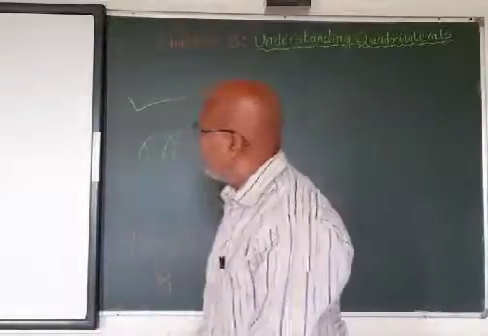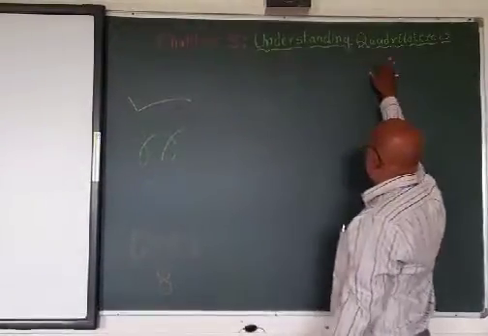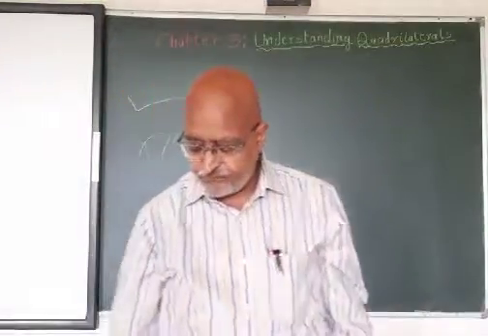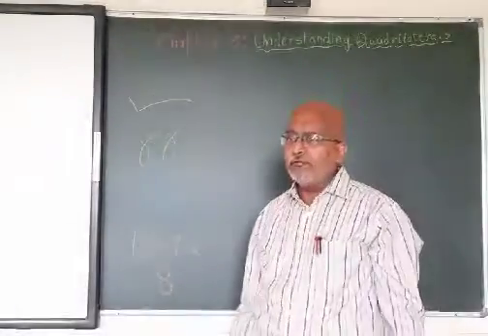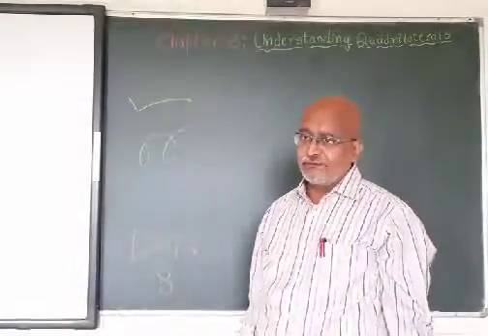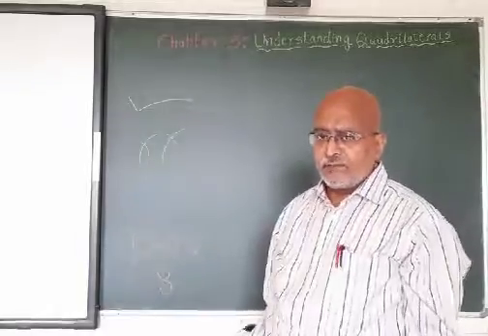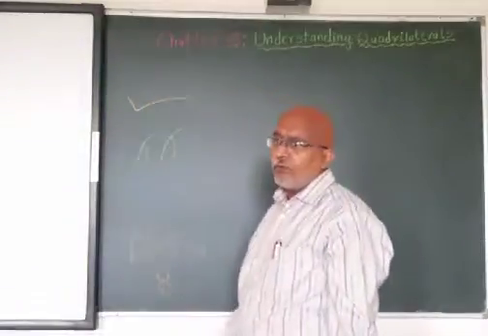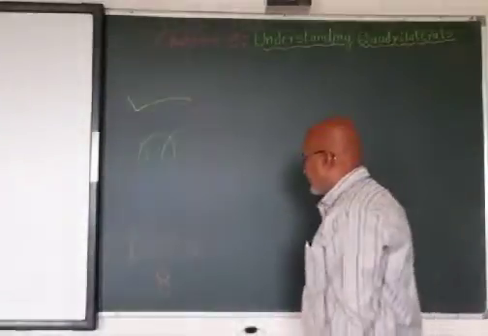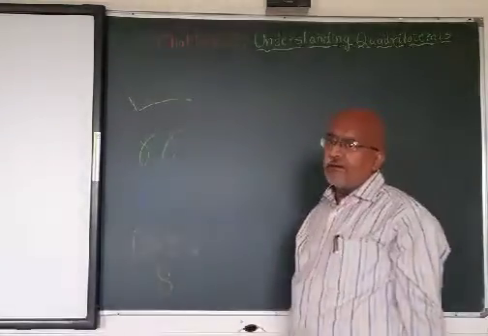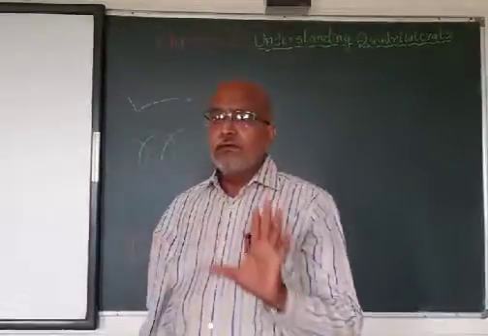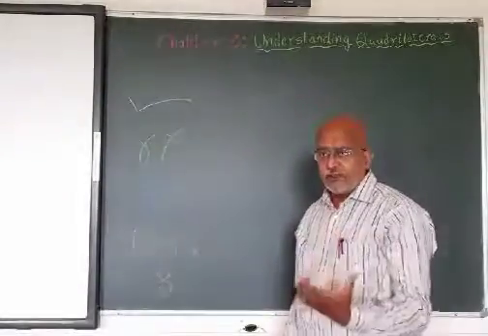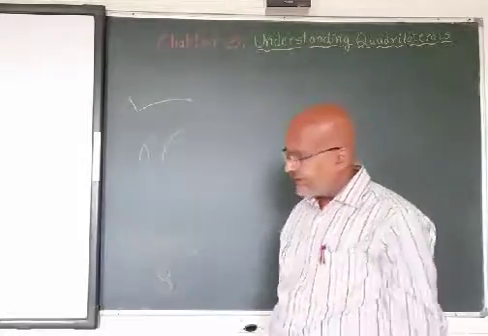Now, here we are going to start with chapter 3, understanding quadrilaterals. Now, what is a quadrilateral? Quadri means multi-sides? No. Quadri comes from quarter. Quarter means fourth part or four. So a figure having four sides is called a quadrilateral.